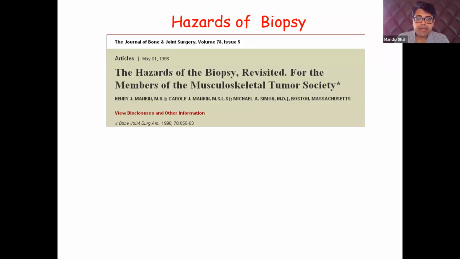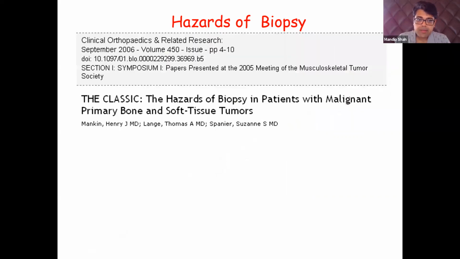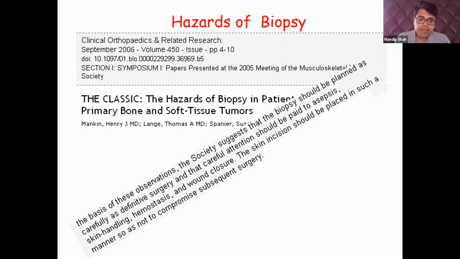So this is the paper from 1996 where he said that errors, complications, and change in the course and outcome were almost 2 to 12 times greater when the biopsy was done in a referring center instead of the treatment center. In another paper from the same institute, Professor Mankin said that the biopsy should be planned as carefully as definitive surgery, and that careful attention should be paid to asepsis, skin handling, hemostasis, and wound closure. The skin incision should be placed in such a manner so as not to compromise the subsequent surgery.